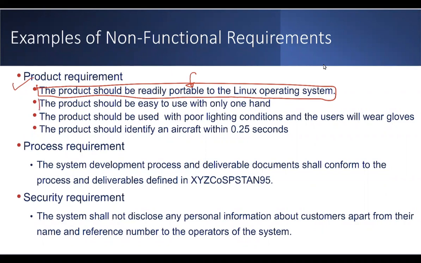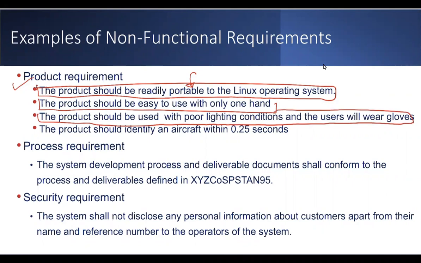Let's look at the next statement. The product should be easy to use with only one hand. We are talking about the usability property. So this is a non-functional requirement. The next statement: the product should be used in poor lighting conditions and the users will wear gloves, for example. We're talking about the feasibility of the product. So this is another property of the system, and a non-functional requirement.